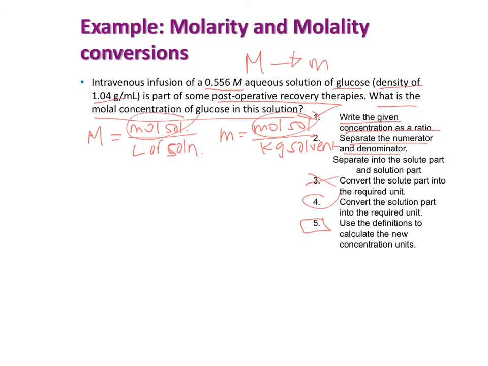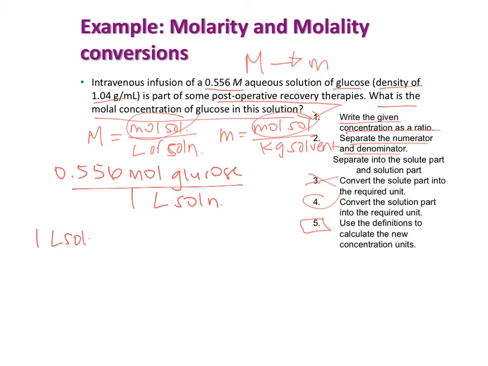So we are going to start off with our liters, and let me just write this out first. So we have 0.556 moles of glucose in 1 liter of solution, right? So we need to take this liter of solution to kilograms of solvent. So to do this, we're going to start off with our liter, and then we are going to convert this to milliliters. So in 1 liter, we have 1,000 ml.